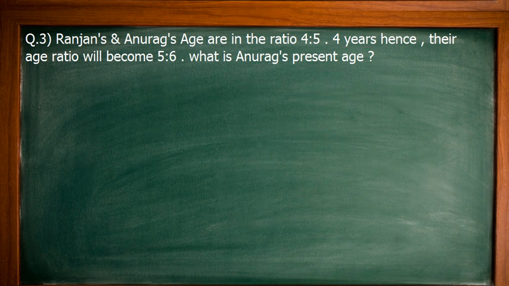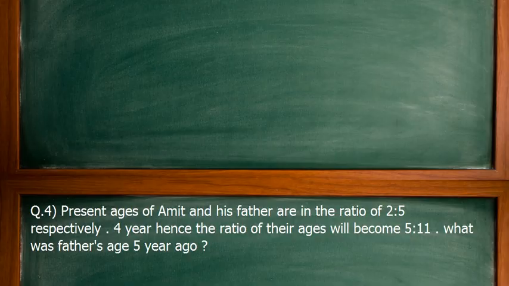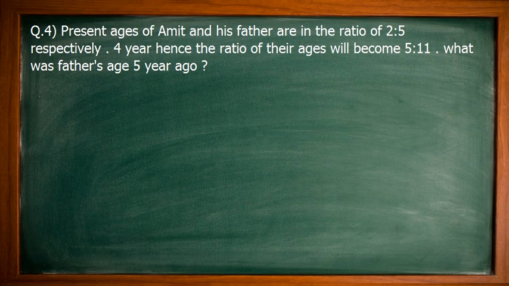Now guys, let's move to another problem, that is problem number 4. See, in problem number 4, our question is: the present ages of Amit and his father are in the ratio 2:5 respectively. 4 years hence the ratio of their ages will become 5:11. What was the father's age 5 years ago? Basically you have to calculate the age of the father 5 years ago.